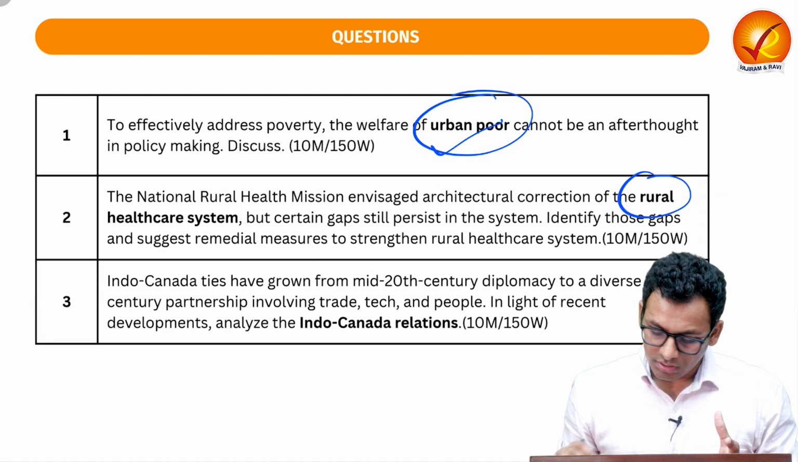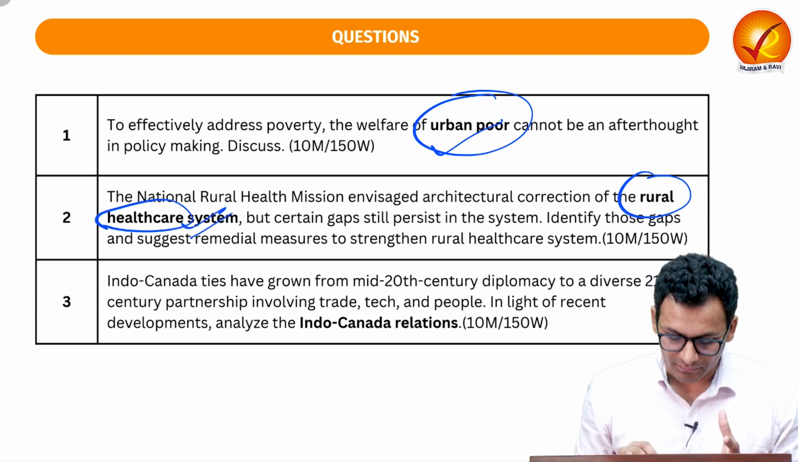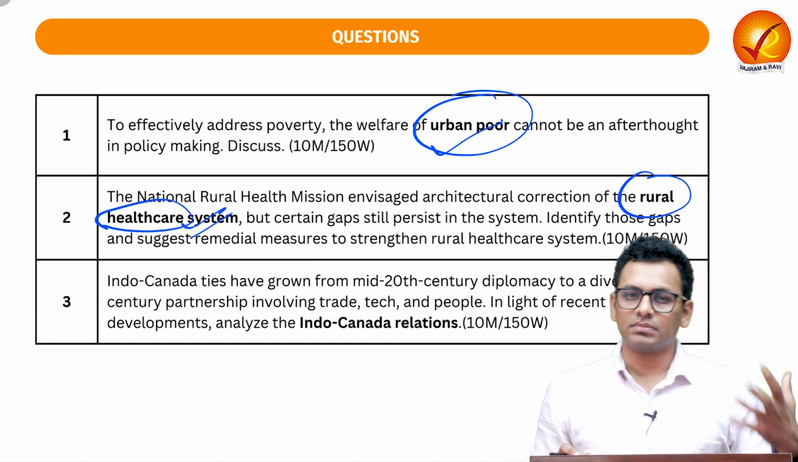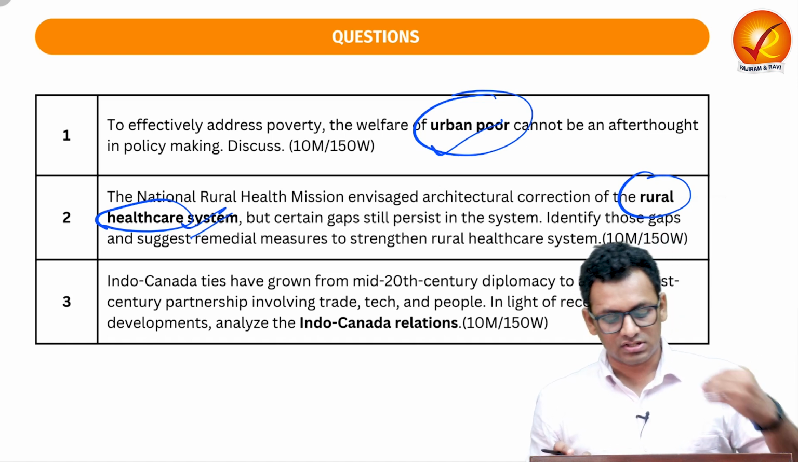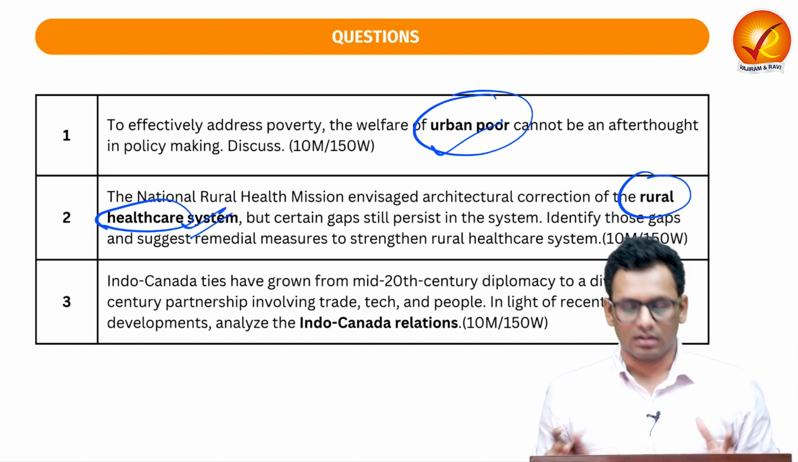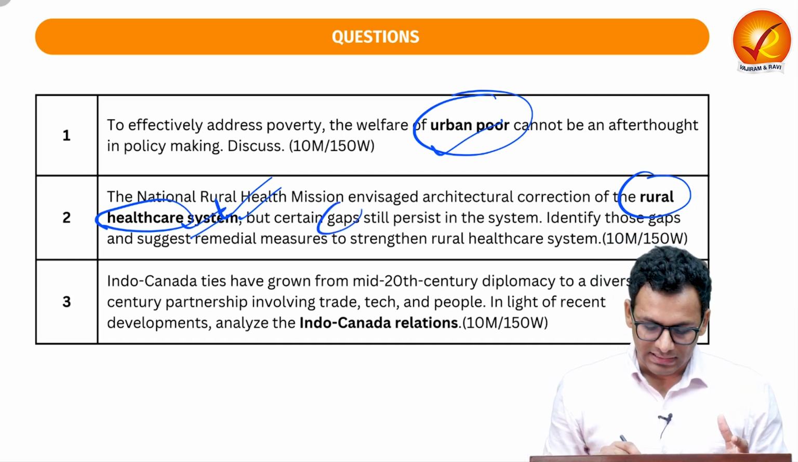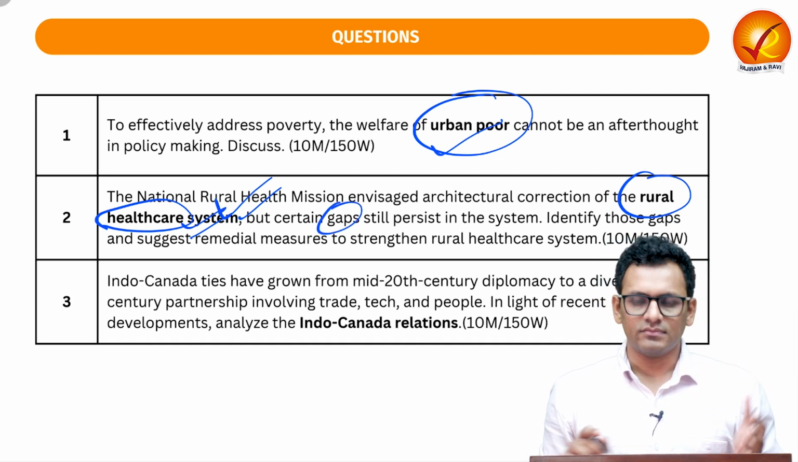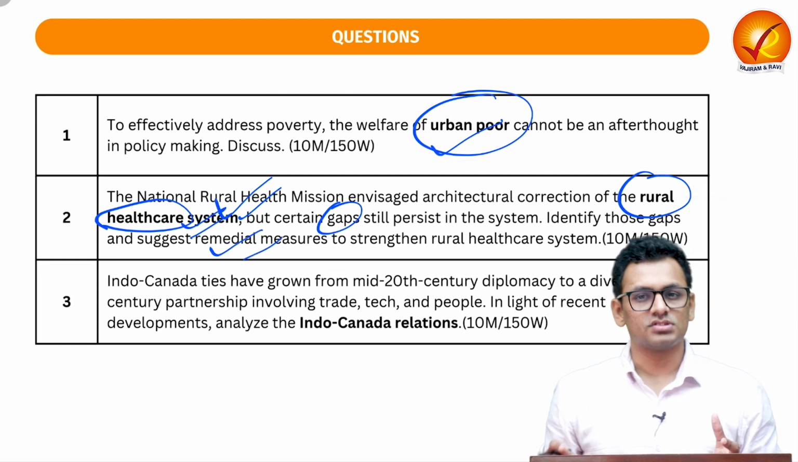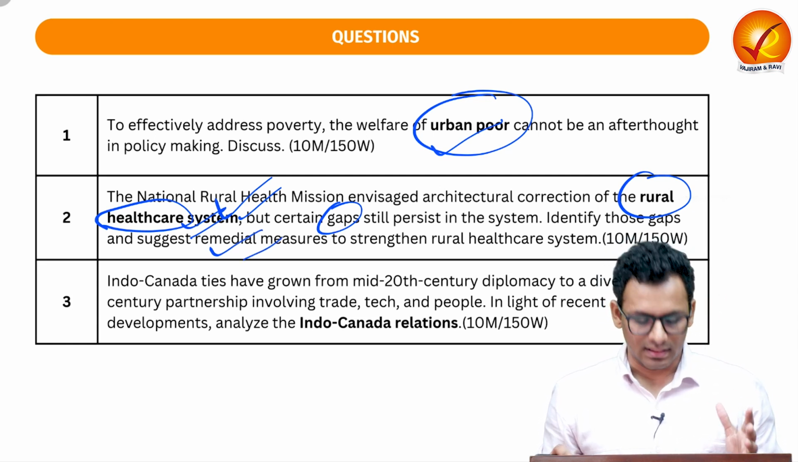Then we'll be talking about the rural healthcare system. As we have seen, there are multiple schemes with respect to national rural health safeguards and all. But despite that, there are certain gaps, and for the same we need to have certain remedial measures. So we will be talking about rural health.